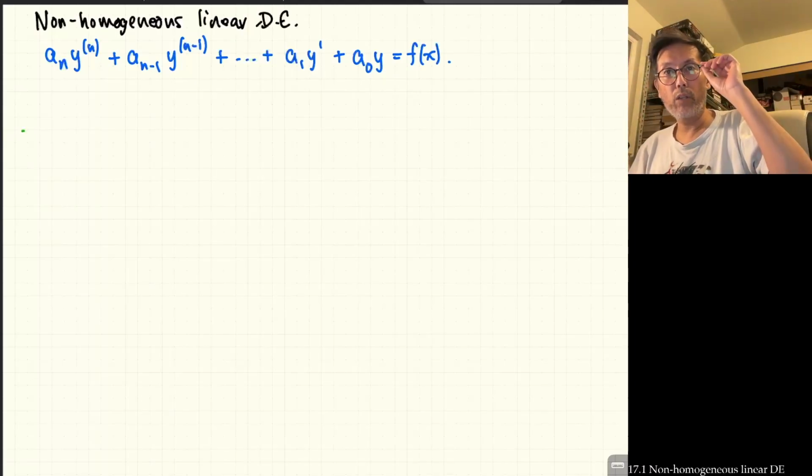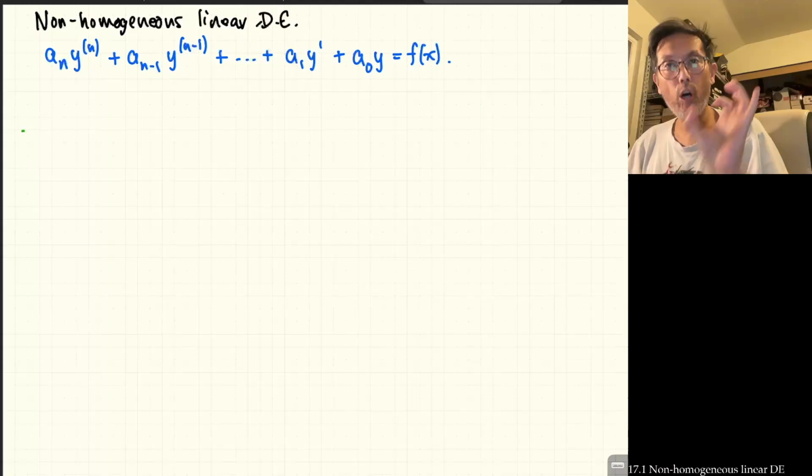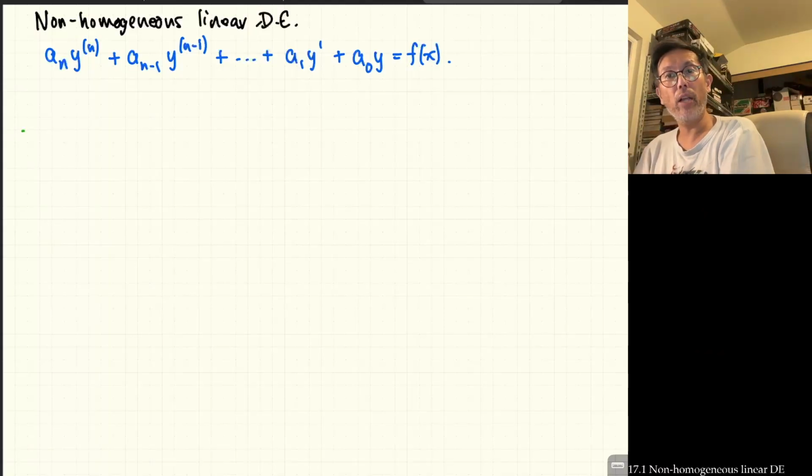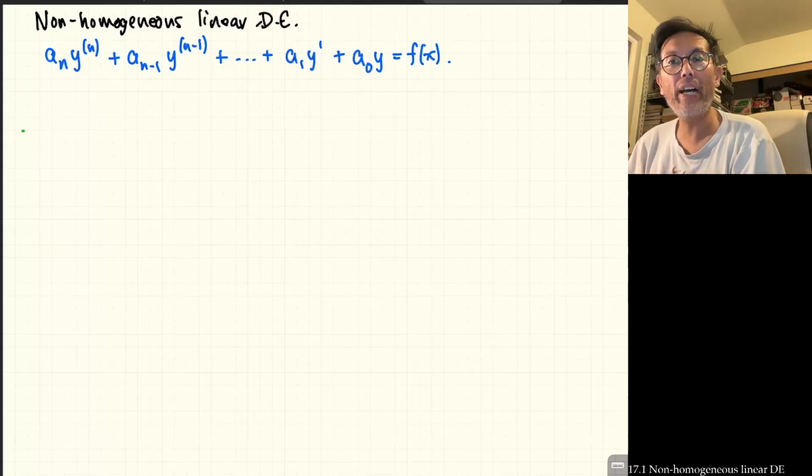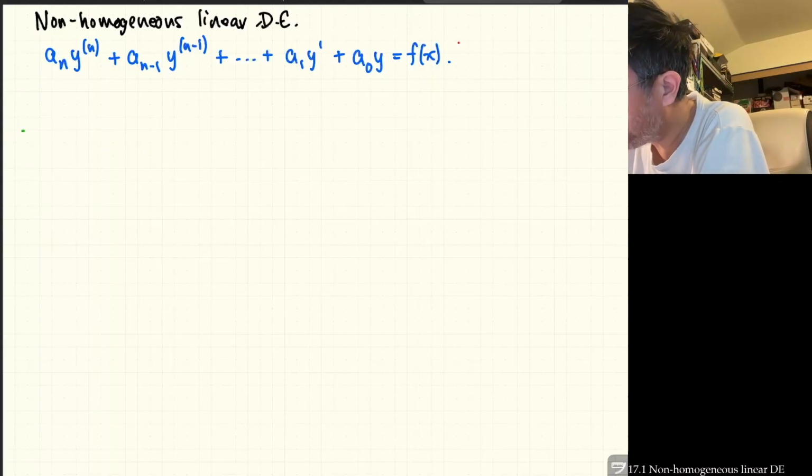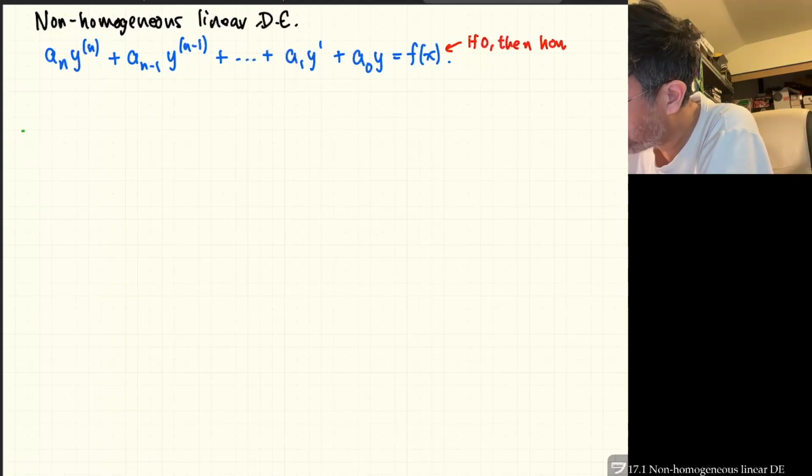Now, recall that this adjective, homogeneous, is applied to our differential equation when f of x is 0. So if this thing here is 0, then we say homogeneous. And if not 0, then non-homogeneous. Yeah?